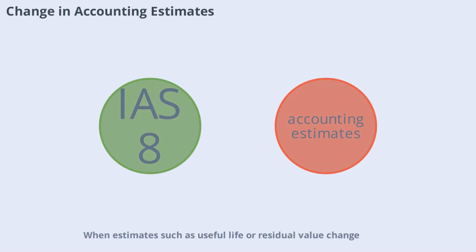In estimates such as useful life or residual value change, accounting standards like IAS 8 require that these changes be treated as changes in accounting estimates. This means the new estimates are applied prospectively, affecting only the current and future periods. Prior periods are not restated. This approach ensures that financial statements reflect the most current information without altering historical data, maintaining both relevance and comparability.